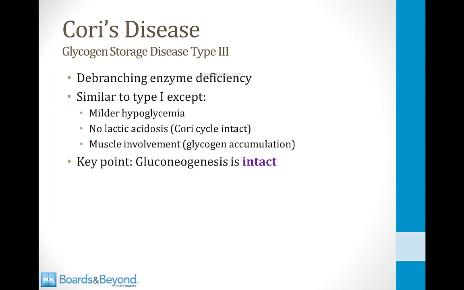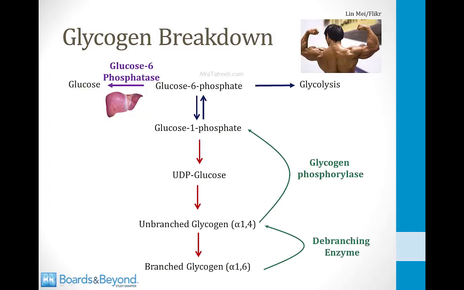The third type of glycogen storage disease is called Cori's disease. It's also called glycogen storage disease type 3, and this is a deficiency of the debranching enzyme. So back to our overview slide here, the problem in Cori's disease is a deficiency of the debranching enzyme. This means that it is hard for the muscle and the liver to mobilize glycogen into glucose.